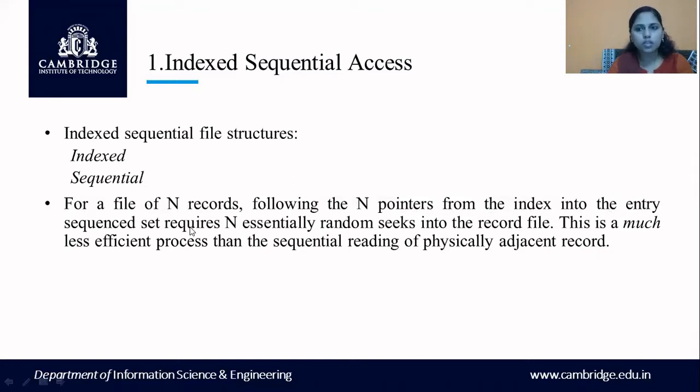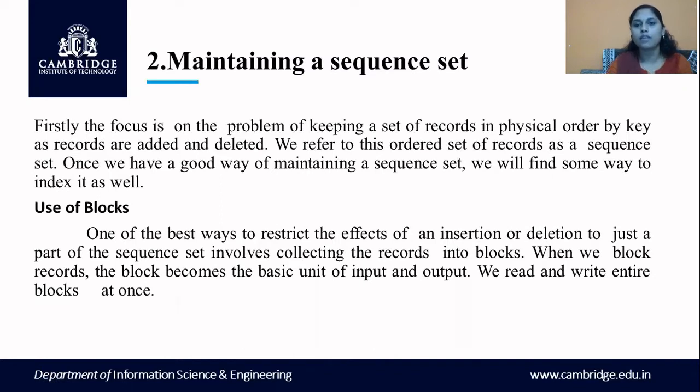So if you want to search for a particular record, you need to access each and every record. You need to find out where the record is exactly present. We need to search through all the records present in our data file to find out where our record is present. So this is much less efficient than sequential reading. It is less efficient than just a sequential reading. So we are going to see the next structure that is available in order to increase the efficiency. What is the next structure? The next structure is called the sequence set.